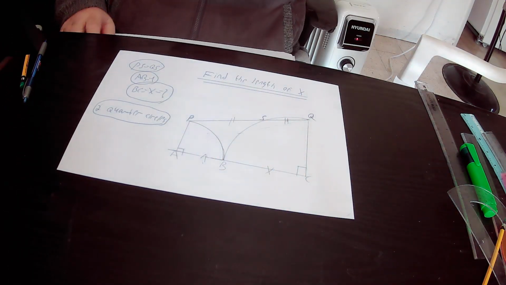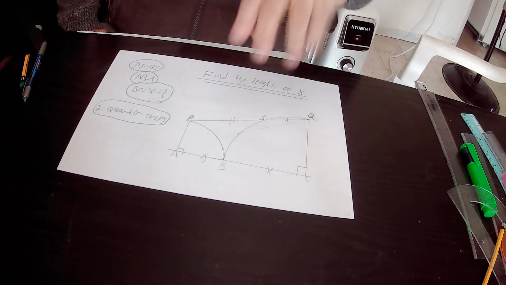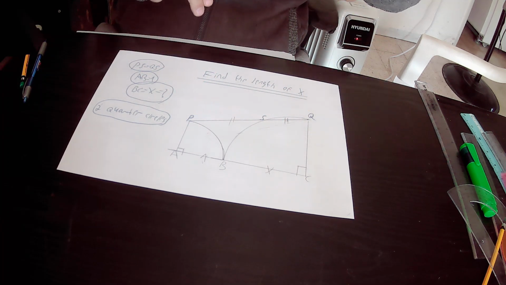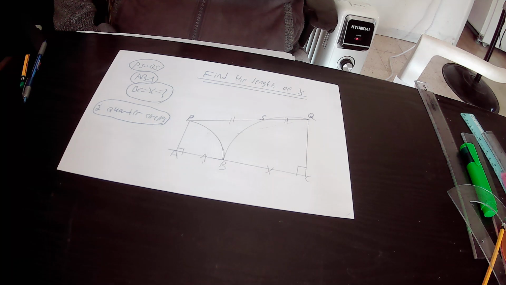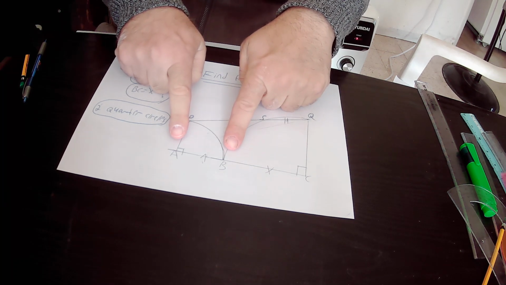Hello, in this lecture we'll find out the length of line segment X. In the drawing we have two quarter circles. The two quarter circles are tangent to each other at point B. In addition, we know that line segment AB equals 1 unit.